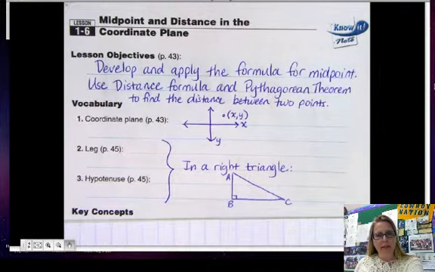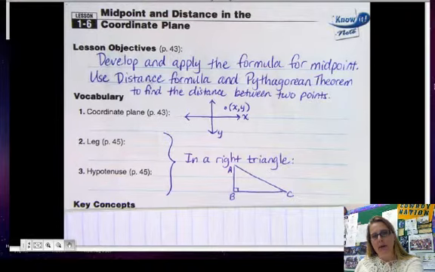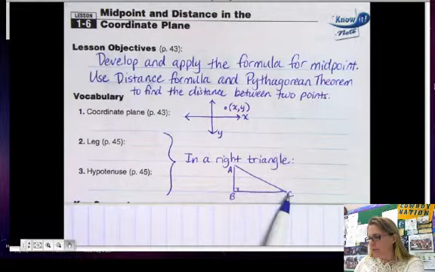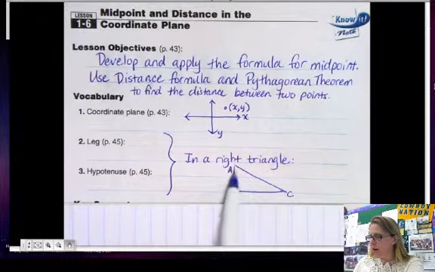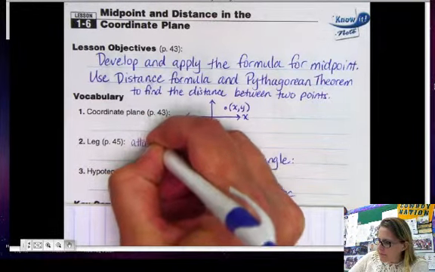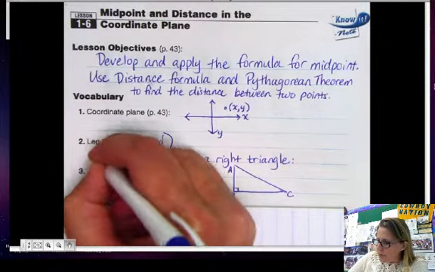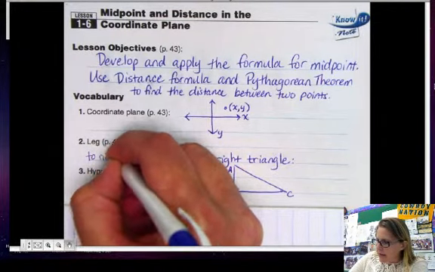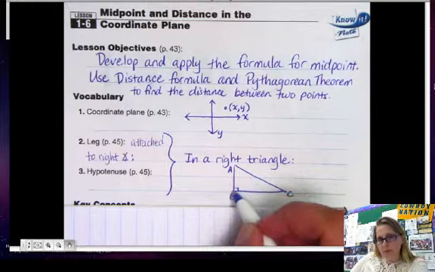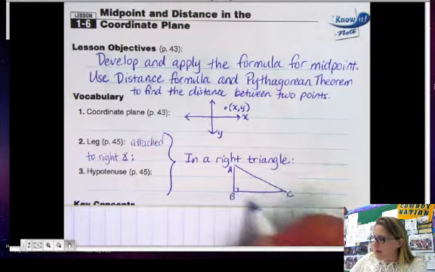In our vocabulary section today, we need to talk about a right triangle. And a right triangle has a couple of legs and it has a hypotenuse. The legs of the triangle are the sides that are attached to the right angle. And these two sides in this right triangle are AB and BC.